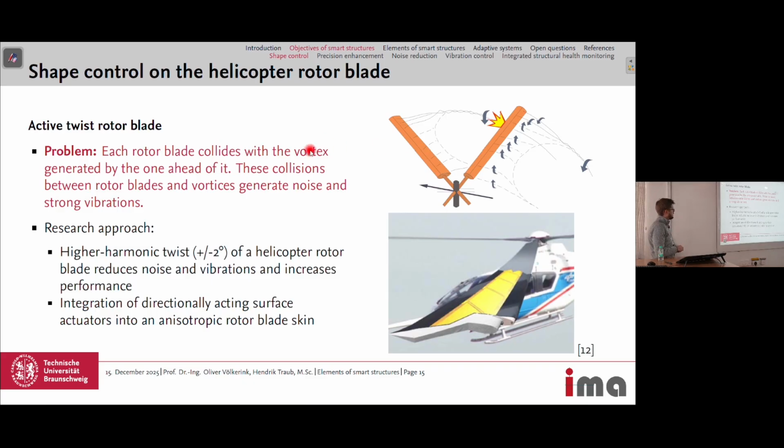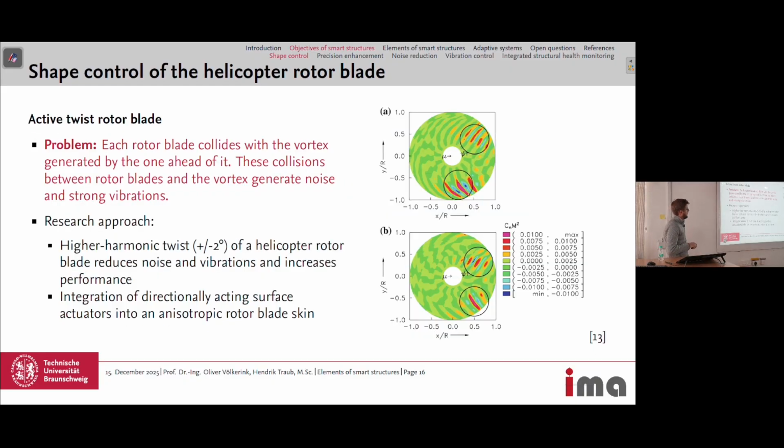And here the research approach was to have an active twist rotor blade, where you can deform the rotor blade a bit and change the angle of attack slightly, so that the rotor blade does not hit this vortex directly. This was done by integrating surface actuators into this anisotropic rotor blade skin made from fiber composite structures, so carbon fiber reinforced plastics.